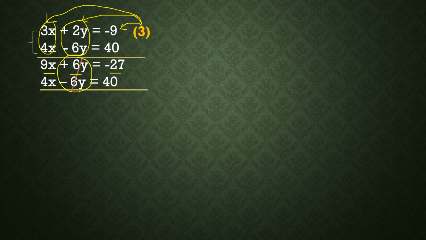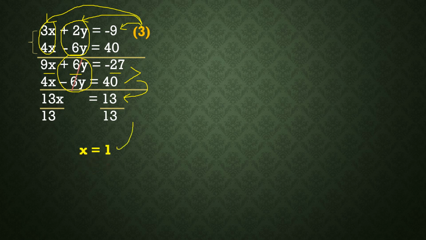And then we solve. 9x and 4x will give us 13x. Negative 27 plus 40 is positive 13. Then we divide both sides by 13. X is equal to 1. That is from 13 divided by 13, which is equal to 1.